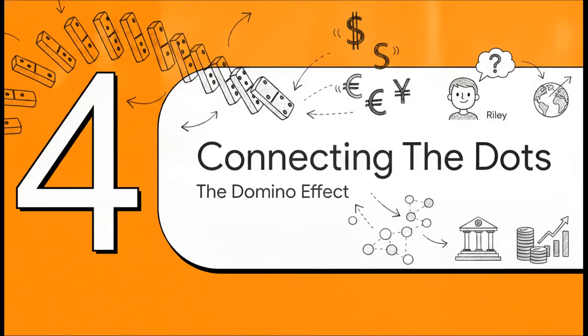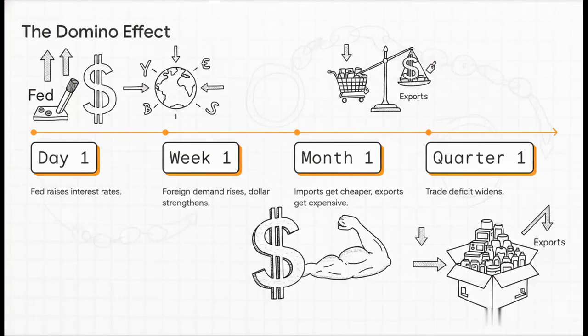Time for Section 4, Connecting the Dots. Let's look at the domino effect. Let's bring in Riley, the representative from the Federal Reserve, to explain how just one policy move creates a massive domino effect. Riley explains that when the Fed raises interest rates, it kicks off a huge chain reaction. Higher U.S. rates mean U.S. bonds are paying higher yields.